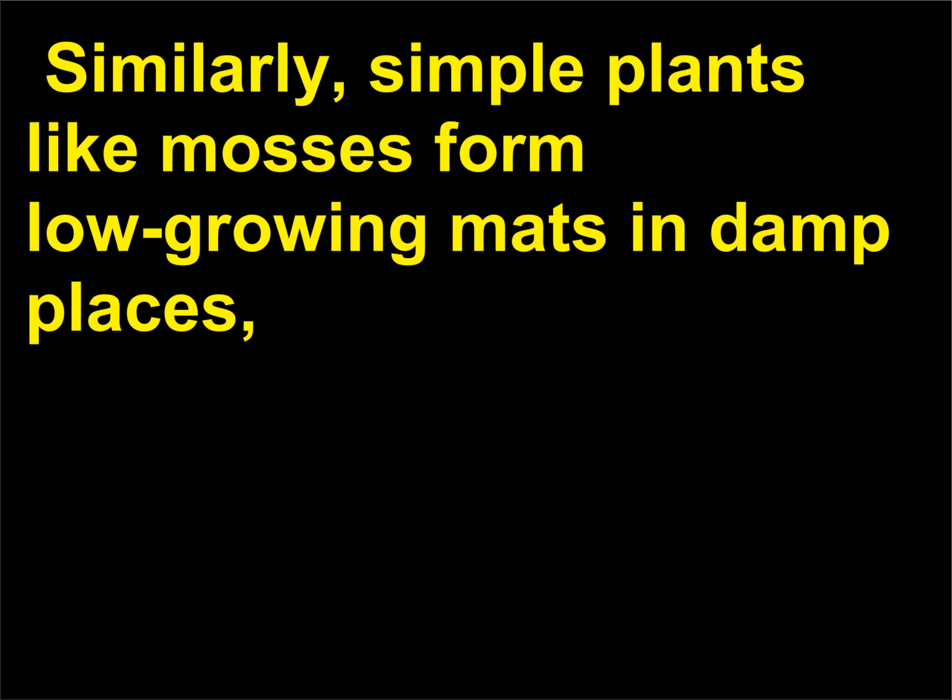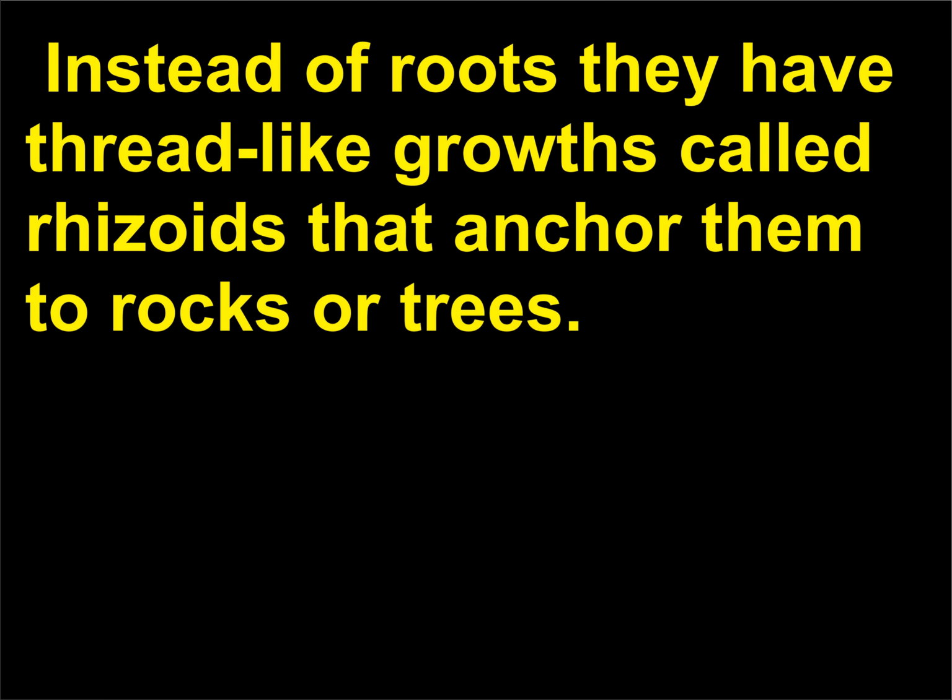Similarly, simple plants like mosses form low-growing mats in damp places, soaking up the moisture they need directly from their environment. Instead of roots, they have thread-like growths called rhizoids that anchor them to rocks or trees.